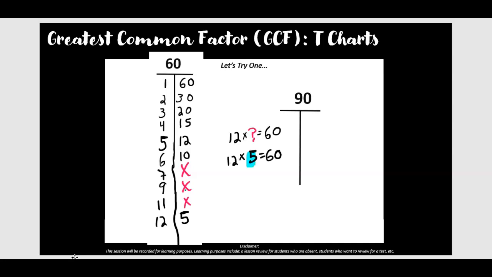Oh, did you guys catch that right here? You see what I just did? I did extra work in a way. See, did you catch it? 12 times something is 60. We already had it up here. Silly me.